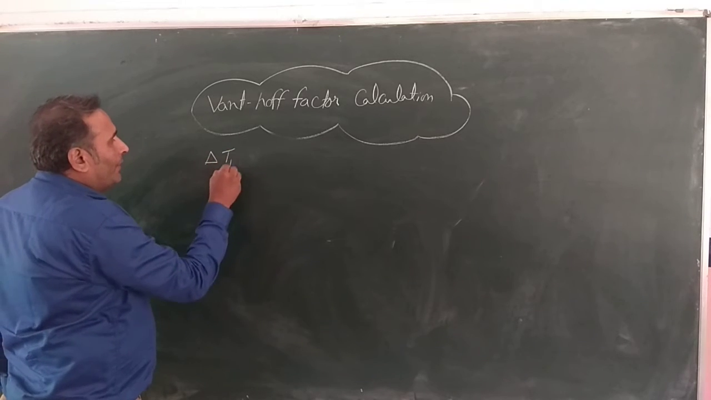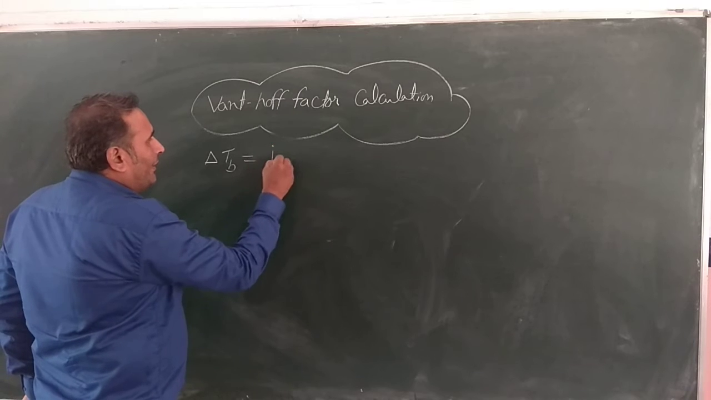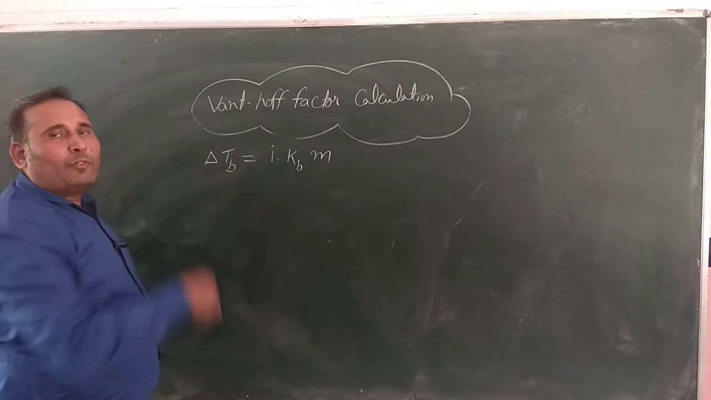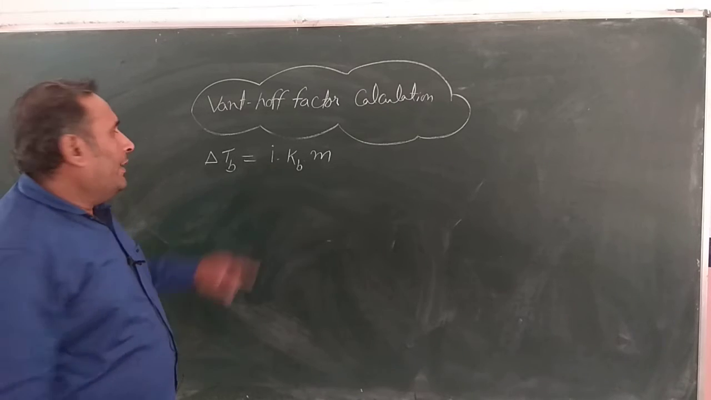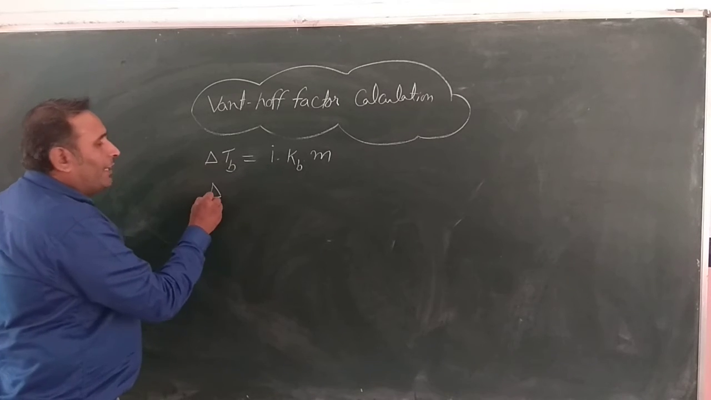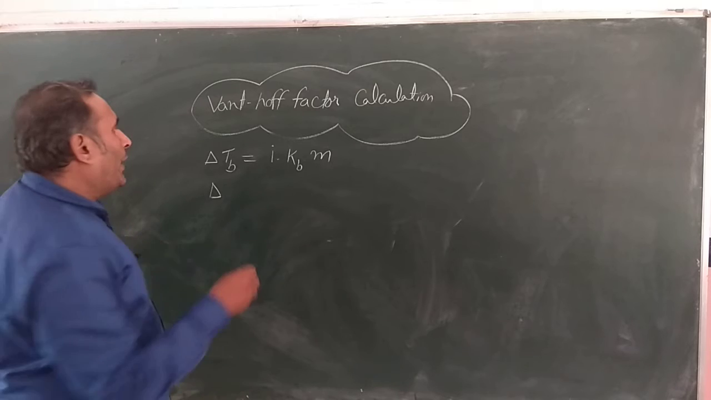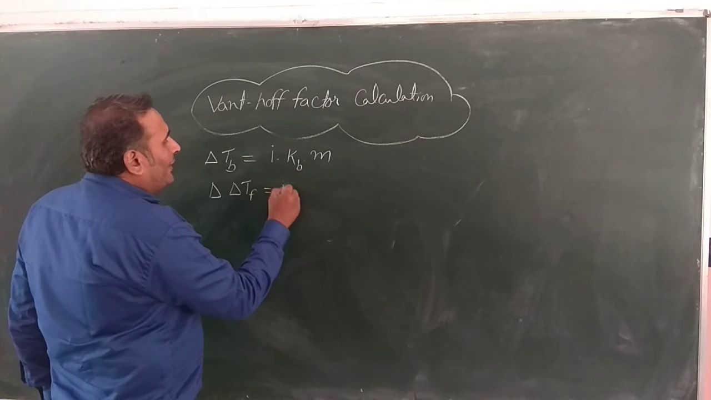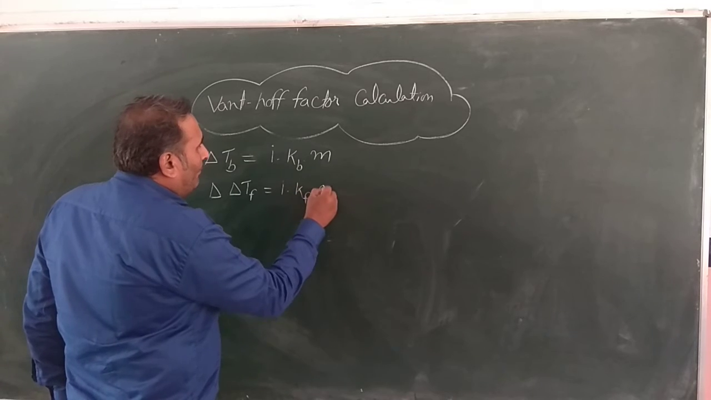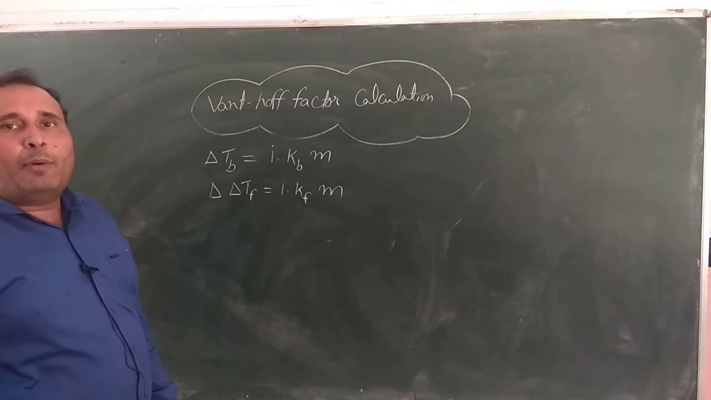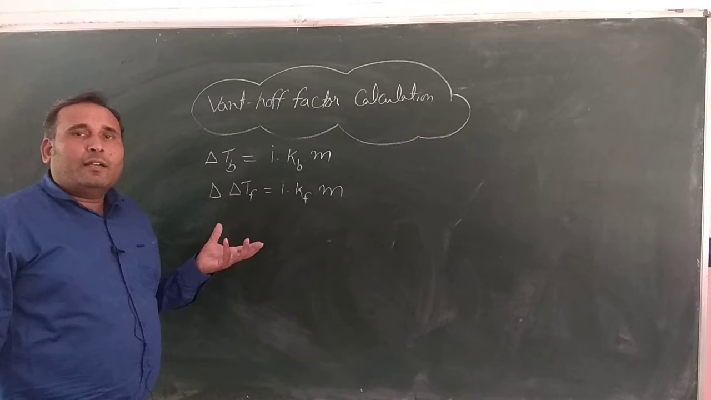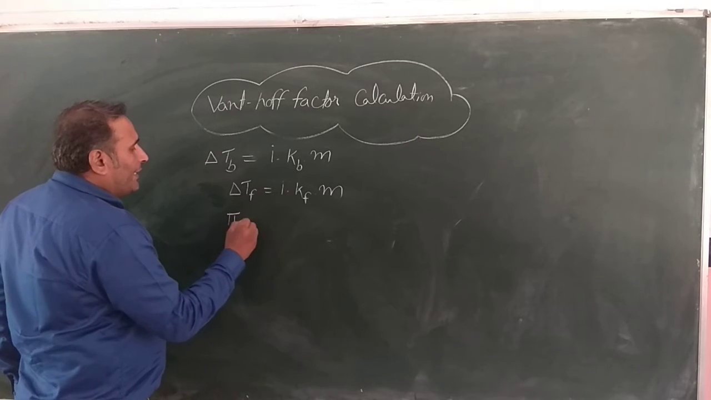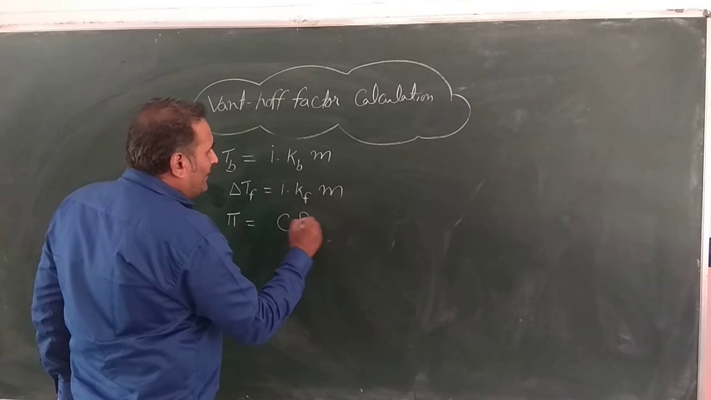delta Tb is equal to i into Kb into m. Now what is the i? i is equal to Vant factor. And if we are applying the formula for depression in freezing point, then our formula becomes delta Tf is equal to i into Kf into m. And if we are talking about osmotic pressure, then our formula is pi is equal to CRT.